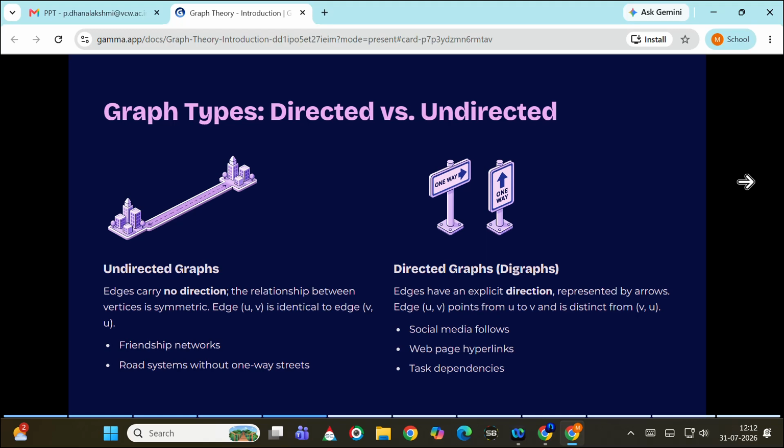Graph types, directed versus undirected. Undirected graphs. Edges carry no direction. The relationship between vertices is symmetric. Edge UV is identical to edge VU. Friendship network, road system without one-way streets. Directed graphs. Edges have an explicit direction represented by arrows. Edge (U, V) points from U to V and is distinct from (V, U). Social media follows, web page hyperlinks, task dependencies.